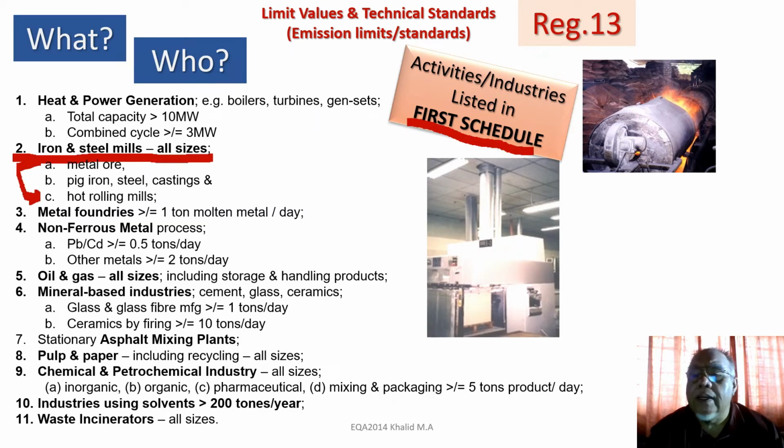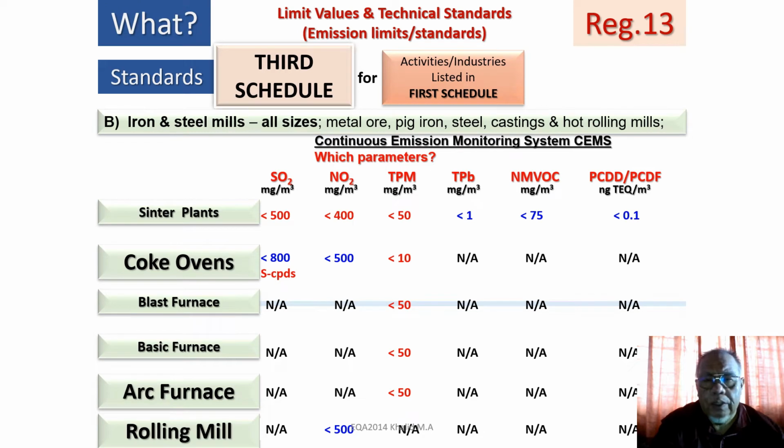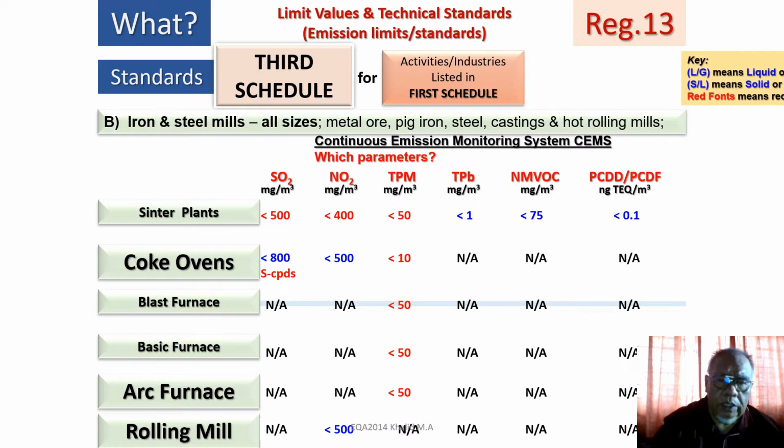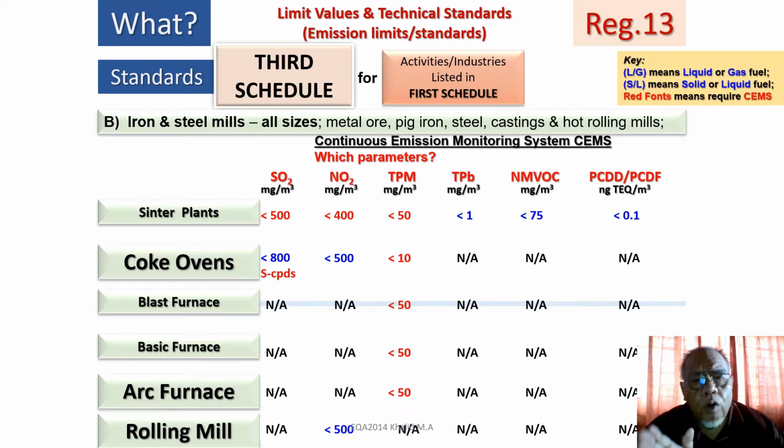Now let's go into iron and steel. As you know, the regulation is Environmental Quality Clean Air Regulations 2014. I have assembled from the law book all the types of plants that are being used and are regulated in this law related to iron and steel mill. The law says iron and steel mill of all sizes, metal ore, pig iron, steel, castings work and hot rolling mills will be subscribing to this particular regulation 13 subclause B.